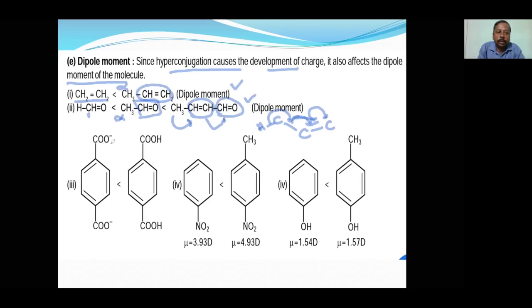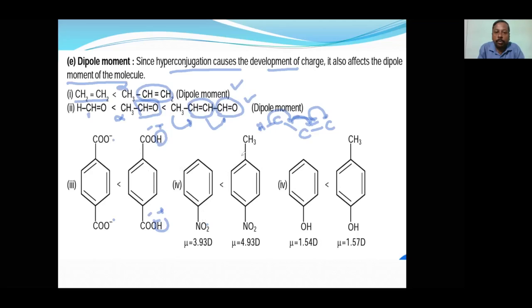See here, this is negative, and this is COH and this is COH. Because of this hydrogen, there will be plus and minus. So the dipole moment will be there. Understood? Now, let us take the next example.